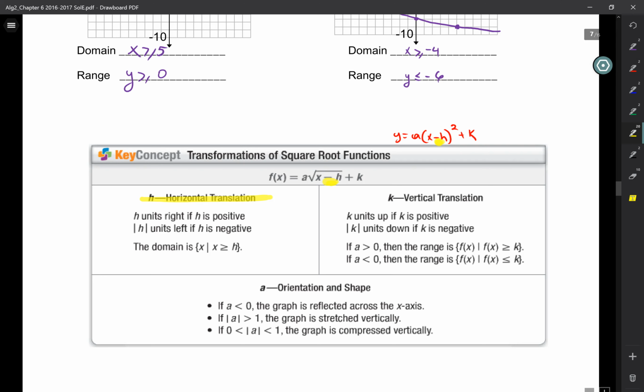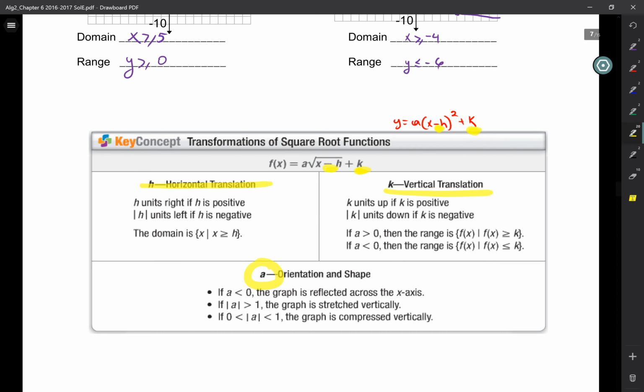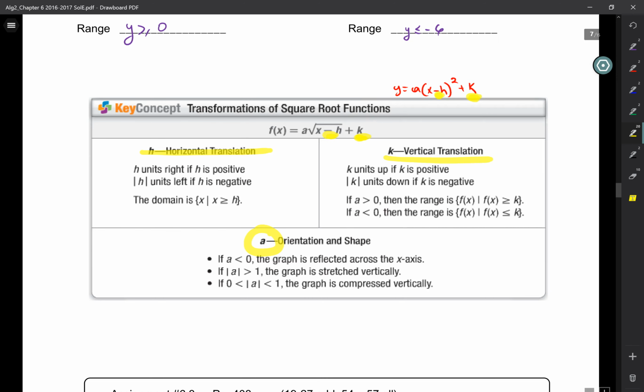The k value is always responsible for the vertical translation. And the a value gives you the orientation and shape. So basically, if a is less than 0, it's reflected around the x-axis. There is a vertical dilation, it's stretched, it's compressed, and so on.